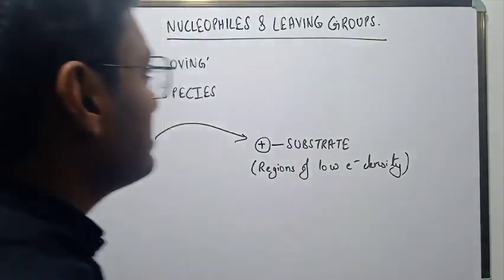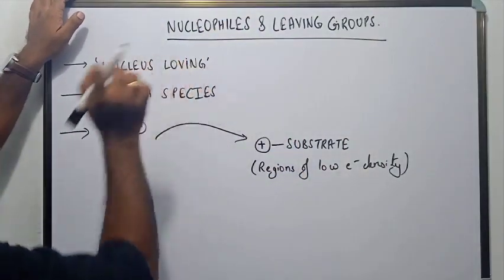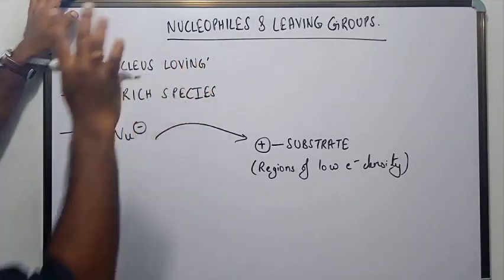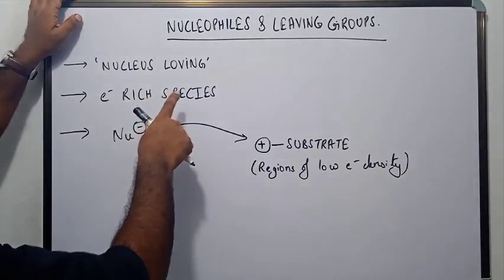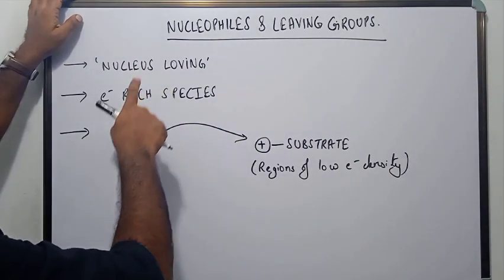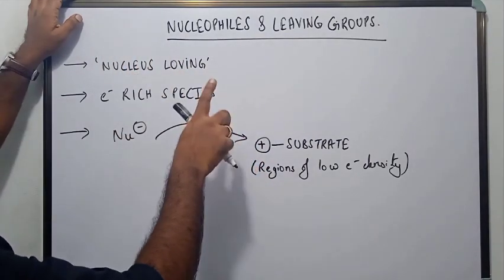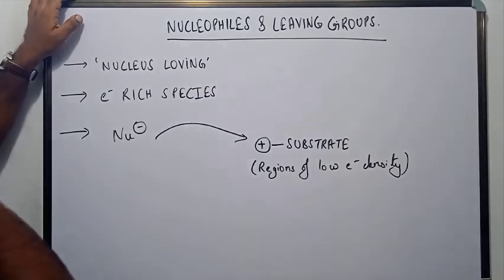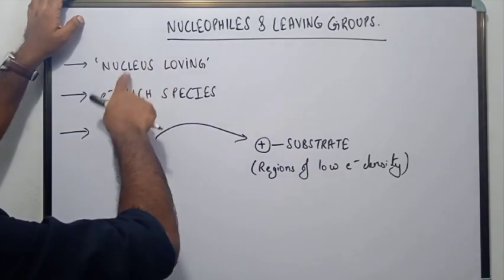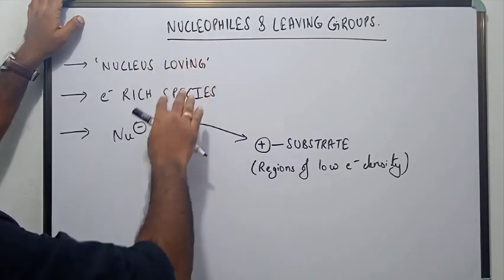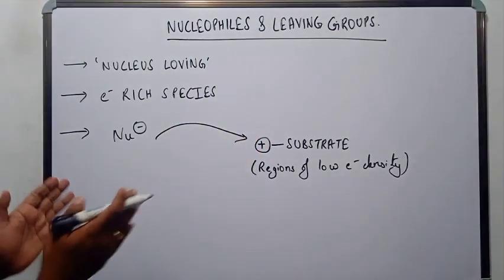So nucleophiles are, as the name implies, nucleus loving. What is it? Nucleus loving. So what species are nucleus loving? Those species which are rich in electrons, they will go and attack the nucleus of an atom. Am I right? Nucleus is positively charged. So those species that are rich in electrons are attacking the nucleus. So they are nucleus loving. So nucleophiles are basically electron rich species.